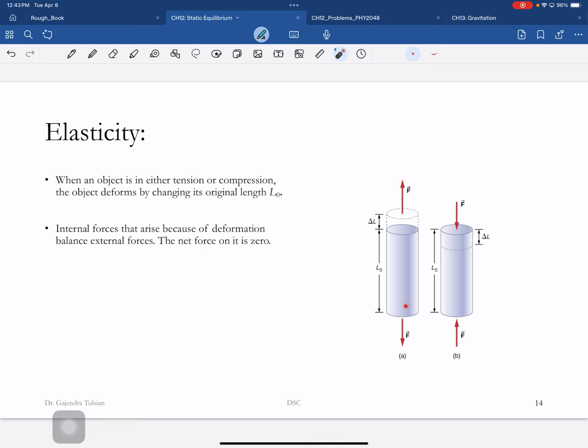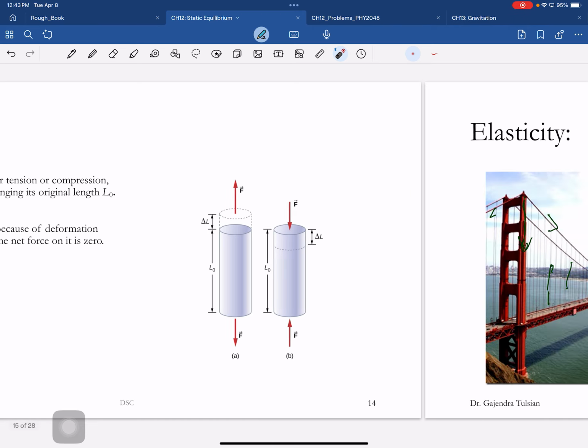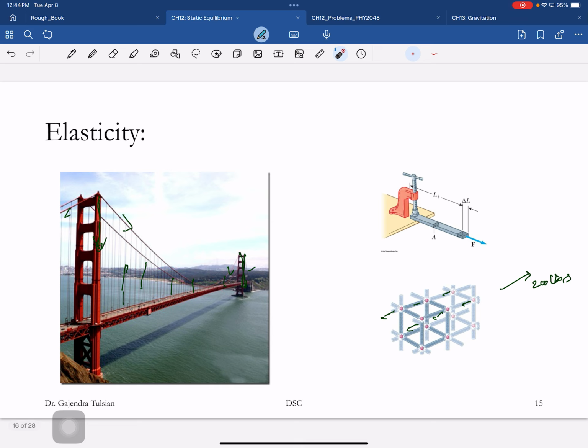We're going to apply stresses. The object will deform. The deformation is measured in something called strain. The object is strained. And we'll define elastic moduli. When an object is in either tension or compression, the object deforms by changing its length. All right, so we are going to stress this object.